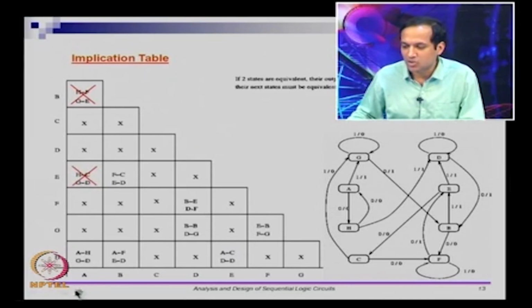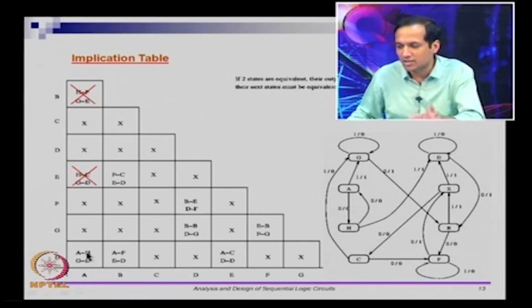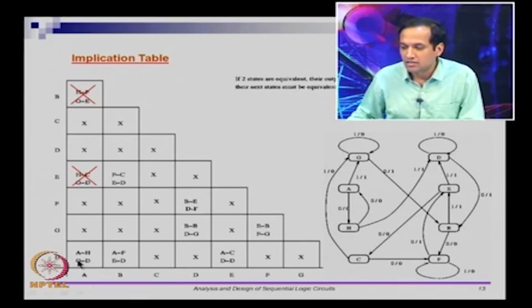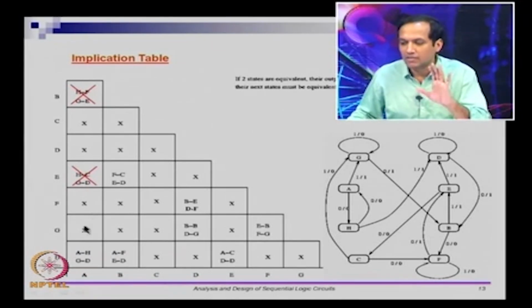Let us go and look at the last one. For A to be equivalent to H, A should be equivalent to H itself. So that is a redundant statement, but G should be equivalent to D, right. So I go and look at the column G versus D. So we have not resolved whether G and D are equivalent yet. So I will leave this now. I will go to the next column.